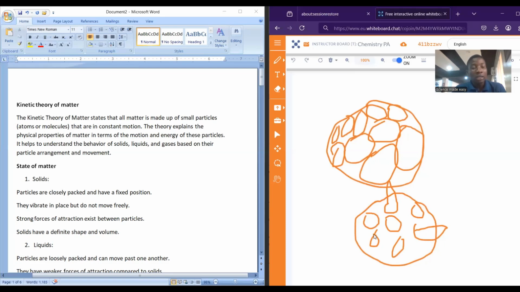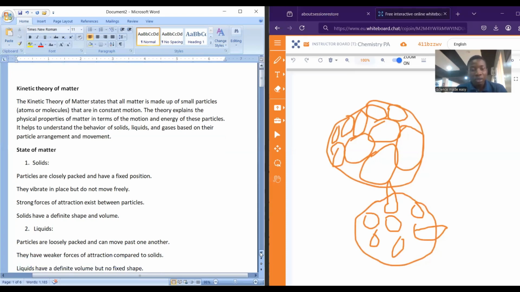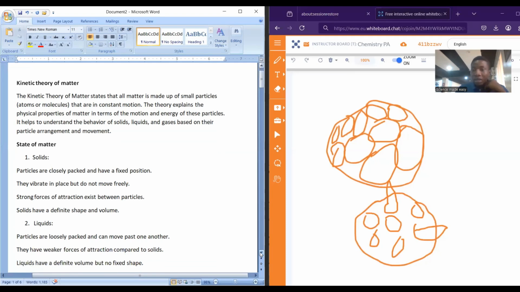Another thing is that the force of cohesion between the particles of a liquid is not as strong as that of a solid. That means it is somewhat weak compared to that of a solid.